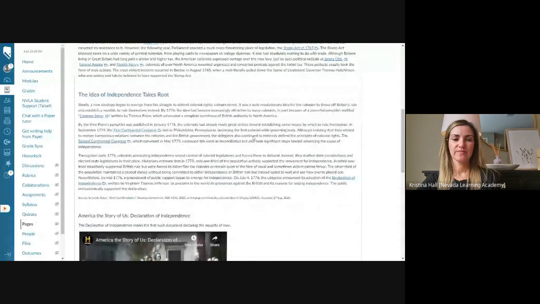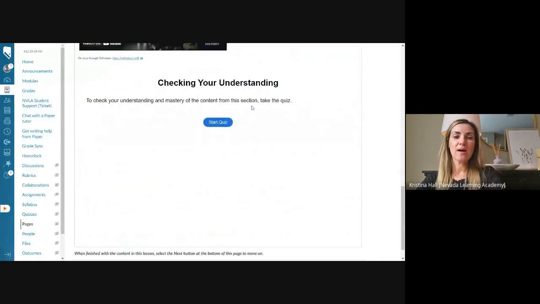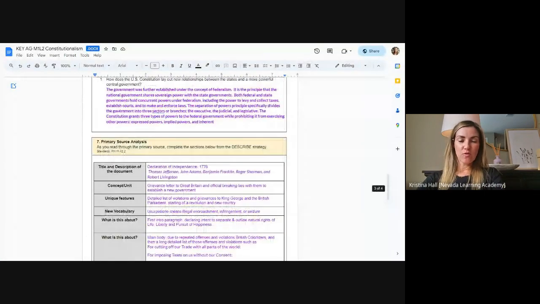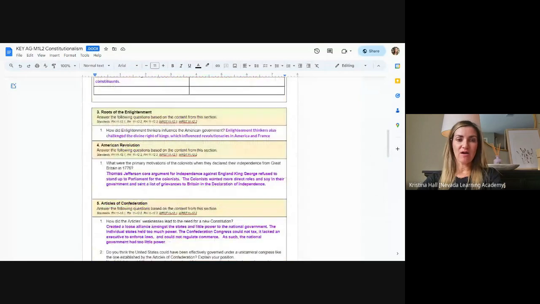So where we're going to pick up is the checking for understanding. Just really quick, section 4, where we left off, on the American Revolution. The question was, what was the primary motivation of the colonists when they declared their independence from Great Britain in 1776?